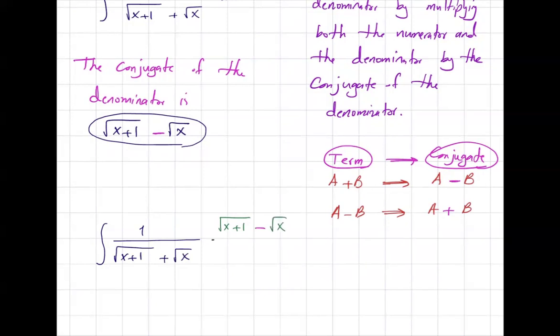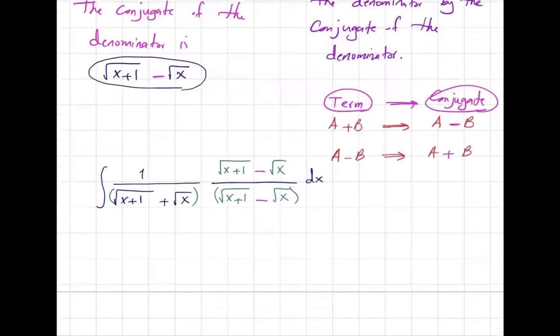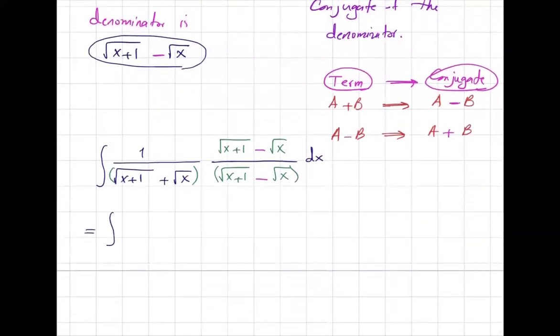divided by square root of x plus 1 minus square root of x. Make sure to use parentheses because on the denominator, you have to multiply these binomials and you have a dx as well. So this integral is equal to, you're going to copy down the numerator. You have square root of x plus 1 minus square root of x divided by, so now do the multiplication.